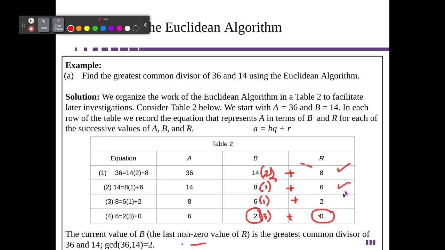So all of these we have leftovers, whereas this one, 2 was divided in evenly, and so that's why we have a remainder of 0. So therefore, the greatest common factor is just 2, the greatest common divisor.